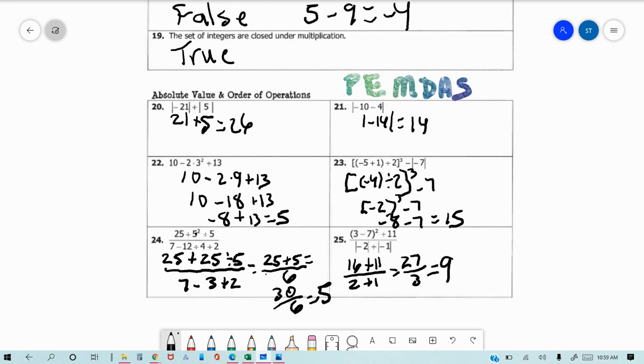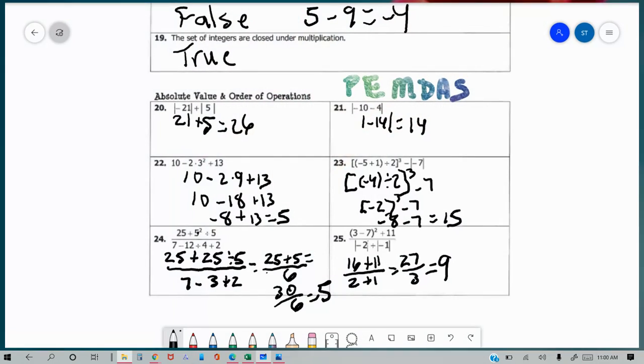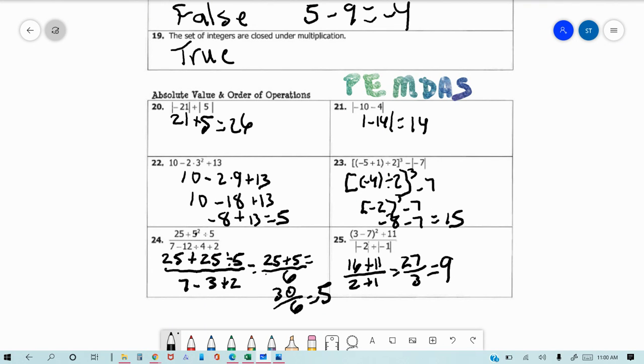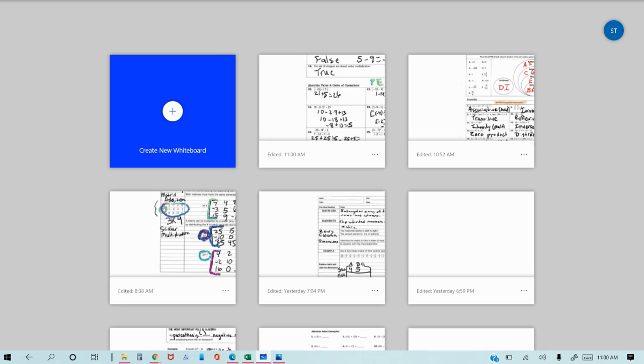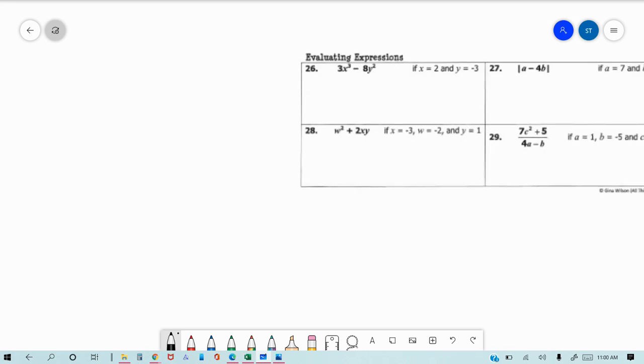Okay, when you are ready, go ahead and pull up page C. Selena, are you ready? Okay. We're going to pull up page C. Page C is the short one. It's really small. Let's go back here. Go to day 10. Open that up. Page C is really small.